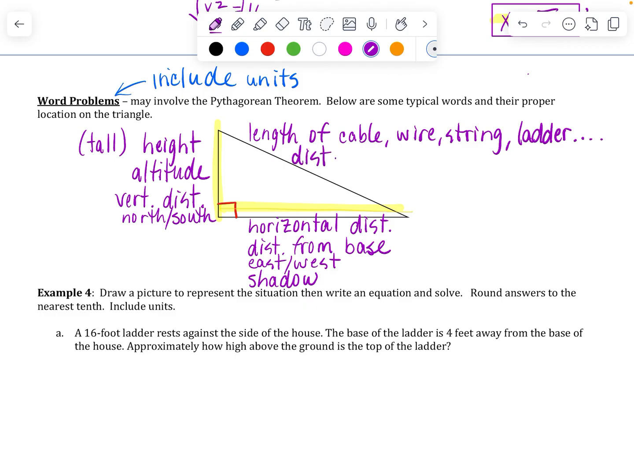If they ever just use the word distance, they don't say vertical distance, they don't say horizontal distance, that's your hypotenuse. If they ever talk about the length of a diagonal, this is typically in something that was square or rectangular, which we'll see in one of our examples below, that's going to be your hypotenuse.